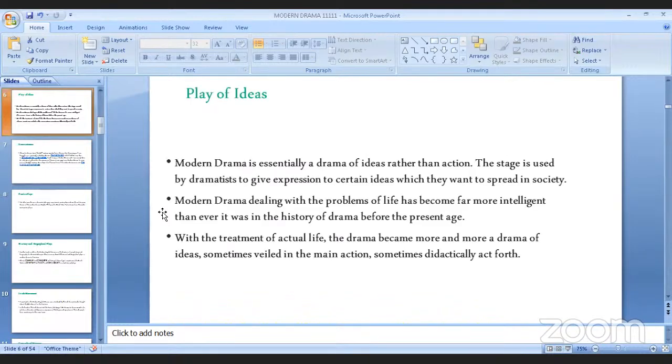Next, coming to the play of ideas. Modern drama is essentially a drama of ideas rather than action. The stage is used by dramatists to give expression to certain ideas which they want to spread in society. Modern drama, dealing with the problems of life, has become far more intelligent than ever it was in the history of drama before the present age. With the treatment of actual life, drama became more and more a drama of ideas, sometimes veiled in the main action, sometimes didactically set forth.